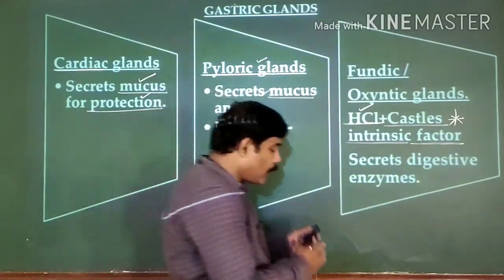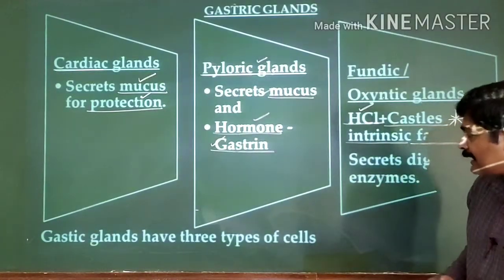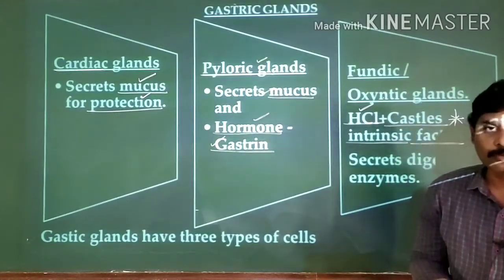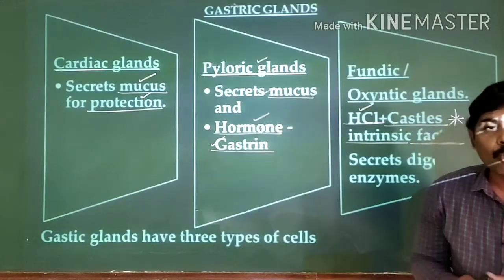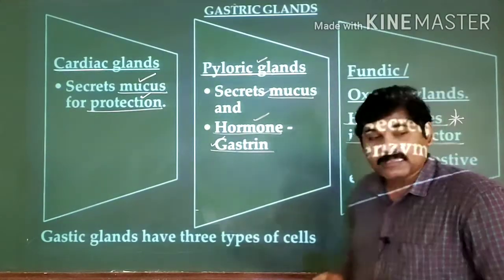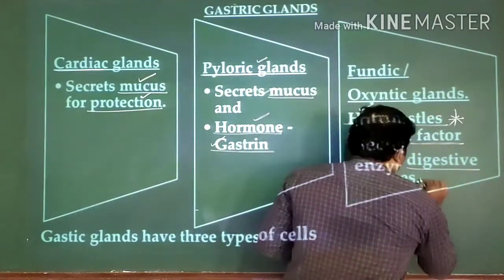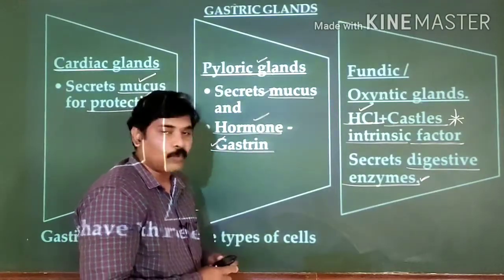Clear? Along with these three, it also produces certain other enzymes: gastric lipase as well as gastric amylase, two more enzymes which are secreted by these cells. Here I just mentioned that they do secrete some other digestive enzymes also, right? So let us see all these types of digestive enzymes secreted by this one.